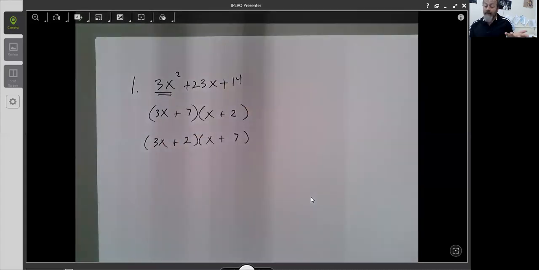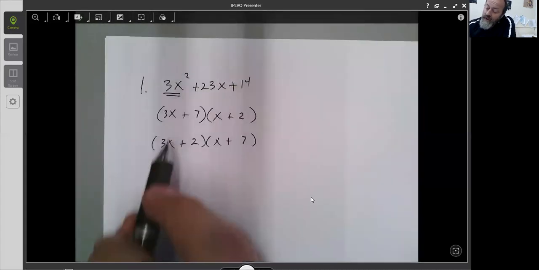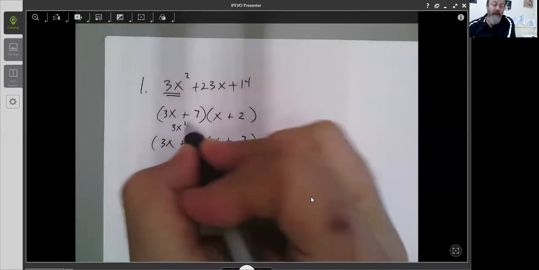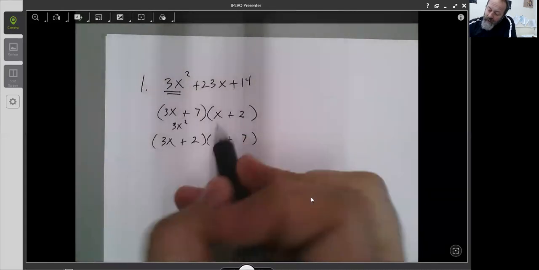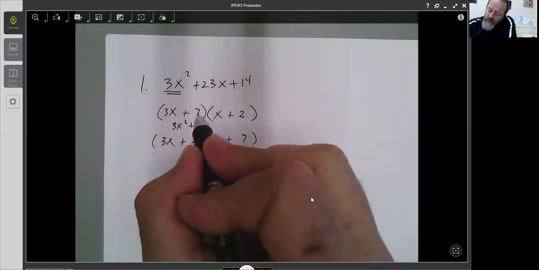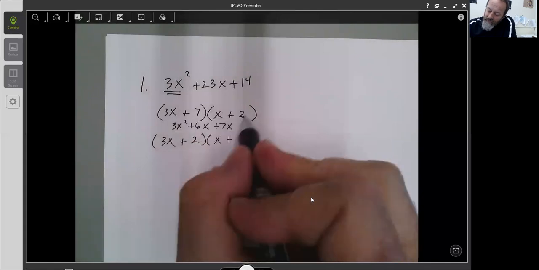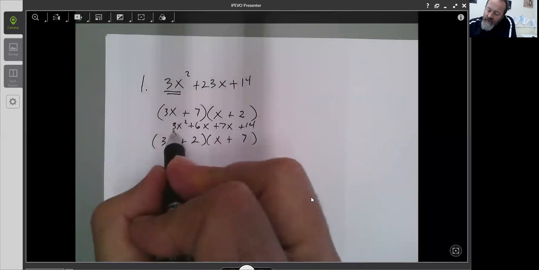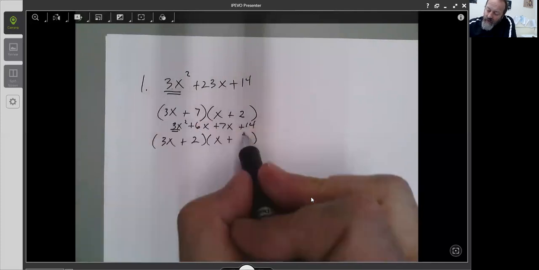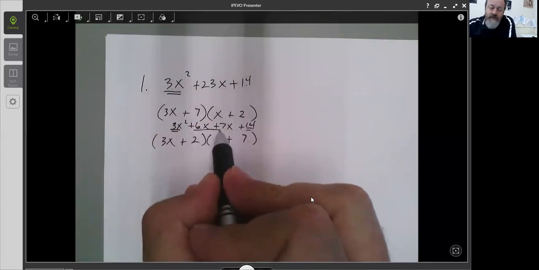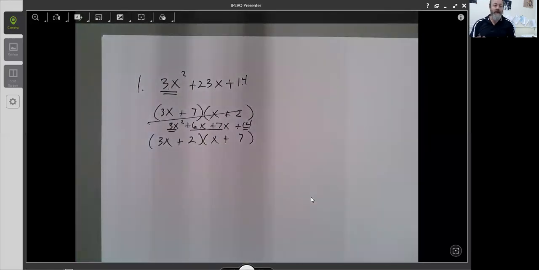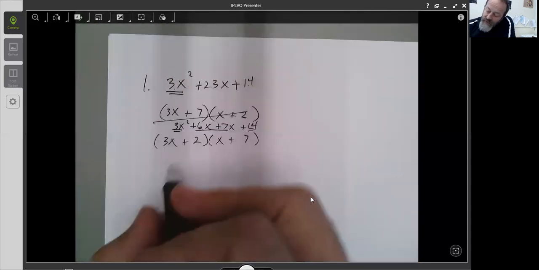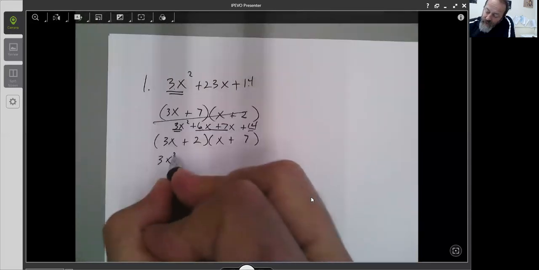So when I look at this problem, I'm going to use the distributive property. So 3x times x is 3x squared, and sometimes we physically write this out, and sometimes we just do it in our heads and just think our way through it. But if I distribute, I get 3x squared and I get 6x. When I distribute the 7, I get 7x and I get 14. Now, when you look at it, this is promising. I see my 3x squared there. I see my 14 there. But when I look at those two pieces, I do not get 23x, which means this is not the right factor.